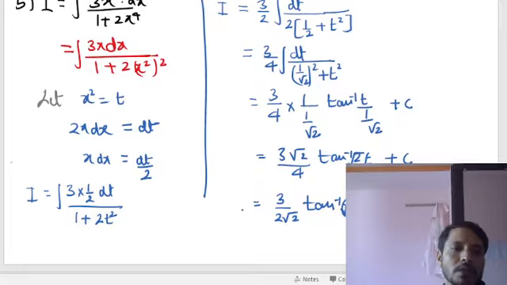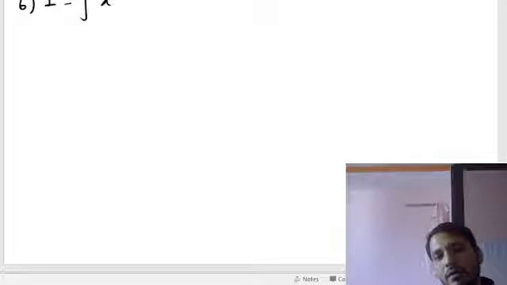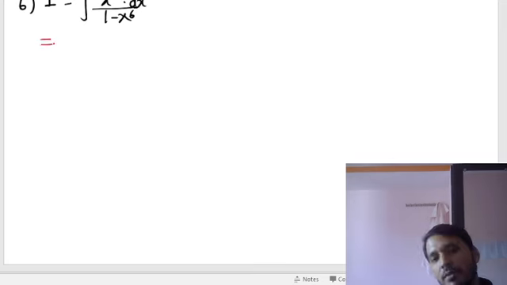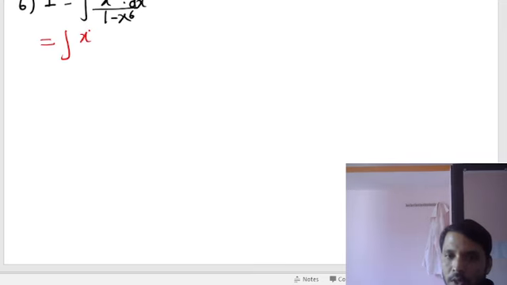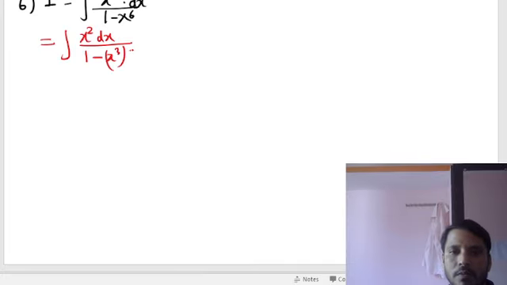Now we'll move to the next question, that is question number 6. So what is given here in the question number 6, we have given I is equal to integration of x square divided by 1 minus x to the power 6 dx. What we can do here, again same thing, substitutions we have to apply, but before applying the substitutions we have to rewrite this integration x square dx. Here this x to the power 6 we can write as x to the power 3 whole square, right?